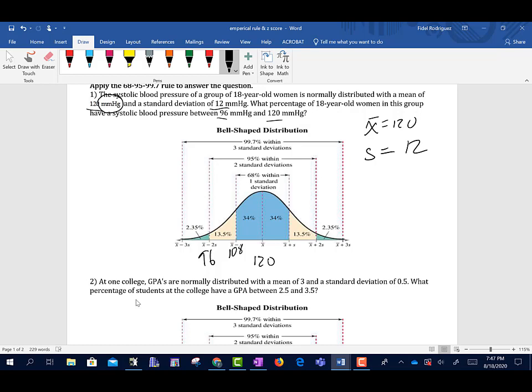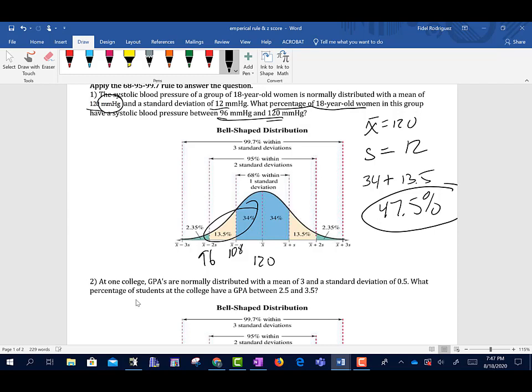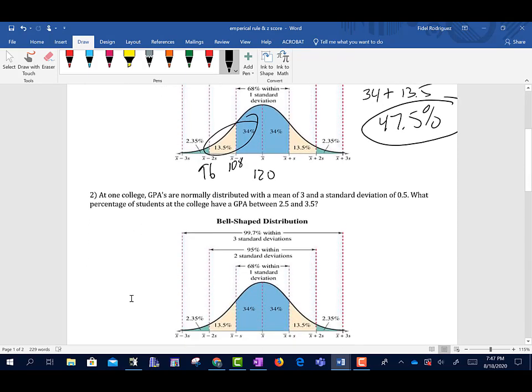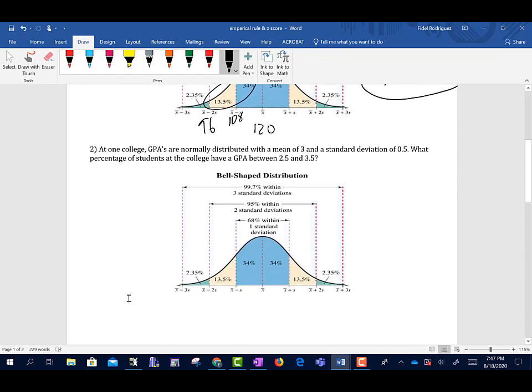Again, I'm going to take 34 plus 13.5. It gives me 47.5%. The question says, what percentage of 18-year-old women have a systolic blood pressure between 96 and 120? 47.5%. All right, let's see if we can do the next one.